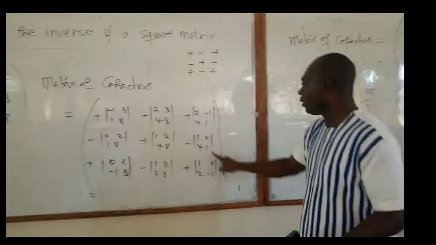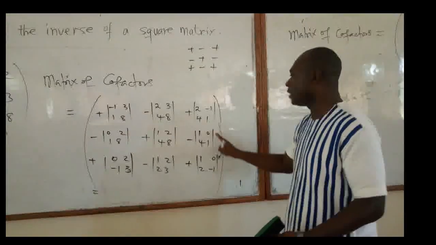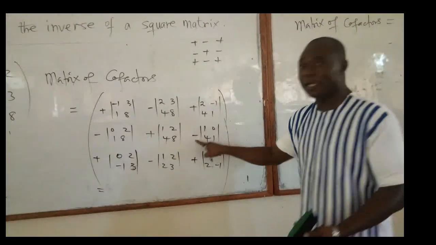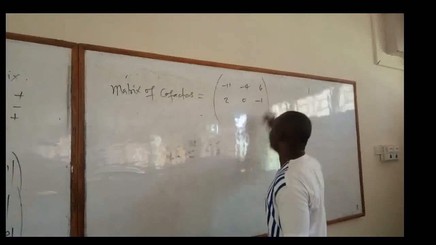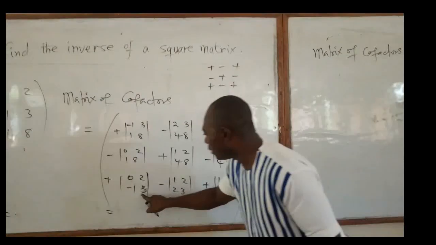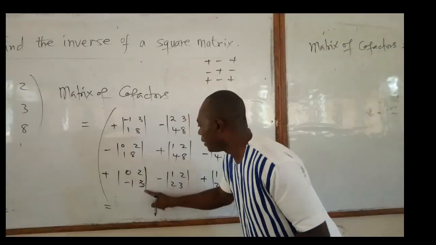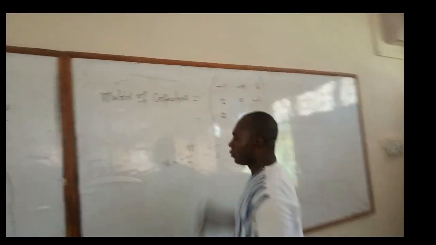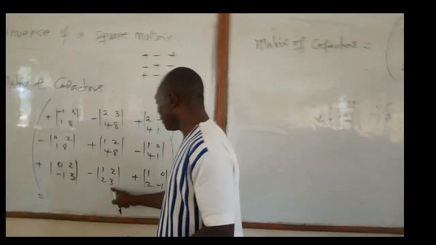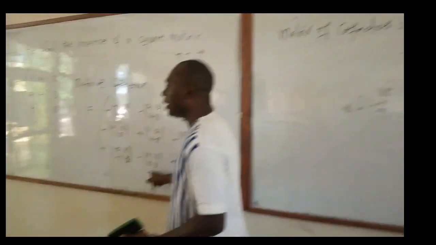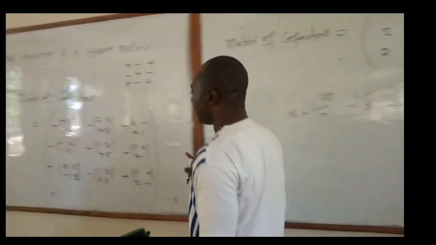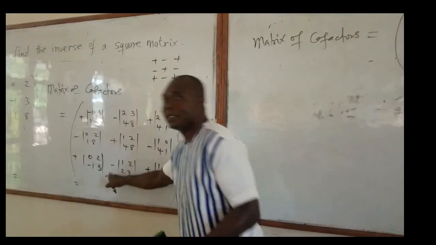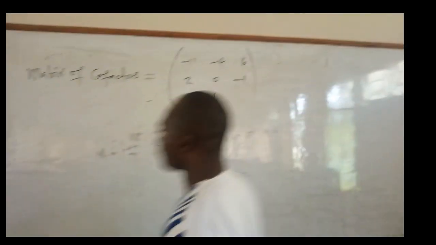The next one, 1 times 1 is 1, minus 0, that is 1. Because here is negative, this one will be negative 1. The next one, 0 times 3 is 0, minus minus 2, that will be positive 2. And then 1 times 3 is 3, minus 4 will be negative 1. And because here is negative, it will be positive 1.